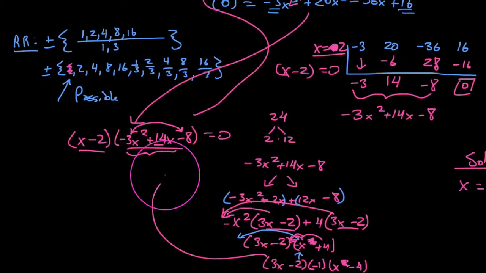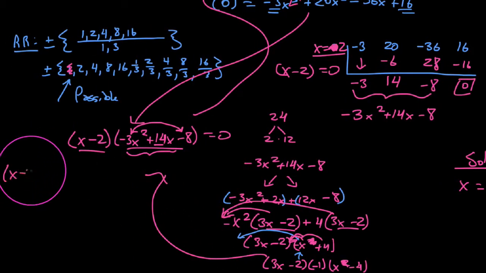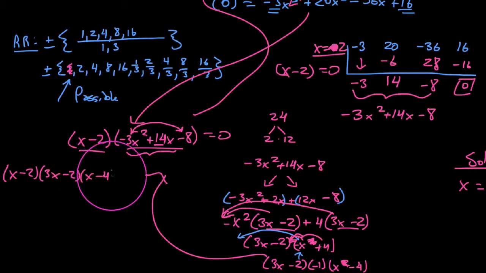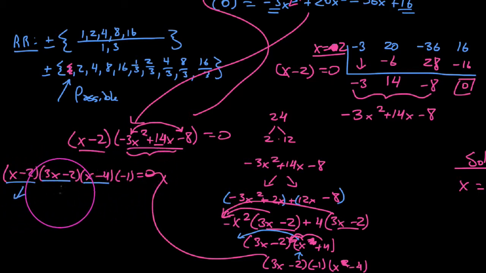So, stashing this here, we get x minus 2. And we factored this into positive 3x minus 2. And we were able to factor this into x minus 4 and then a negative 1 here. And this all equals 0. So now the thing we can say is, if this times this times this equals 0, then we can set each of these factors individually equal to 0 and solve them.